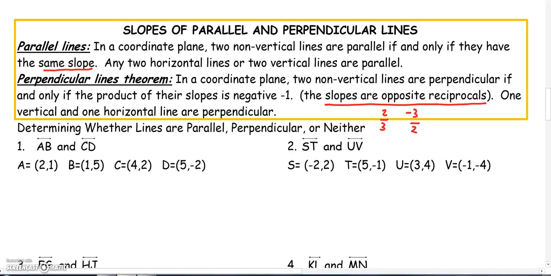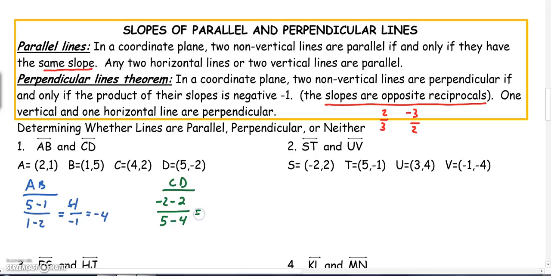So let's determine from the given points if they are parallel, perpendicular, or neither. So number 1, we're going to figure out if AB and CD are parallel lines. So we're going to look at the slope of each line. So AB, my y-coordinate's 5 minus 1, my x-coordinate's 1 minus 2, so we get a slope of 4 over -1, which is -4. Then we're going to find the slope of CD. So we have -2 minus 2, and 5 minus 4, which gets us -4 over 1, which is also -4.